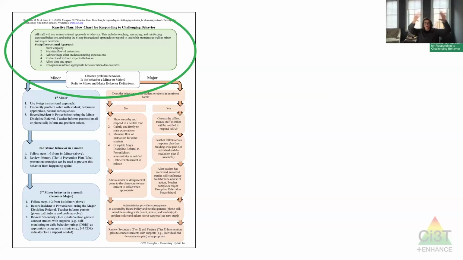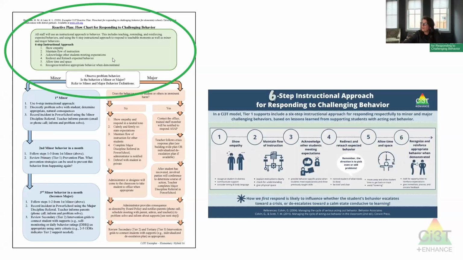So as we think about this, many of you already have this tree, this flow chart you've seen about what gets managed in a classroom and what gets managed in the office. In many Ci3T schools, you will see these 6 steps. Before you start responding with a major or minor office discipline referral, we want everybody to know, show empathy. Keep instruction moving forward so that you're not putting a lot of attention on a child who's struggling.